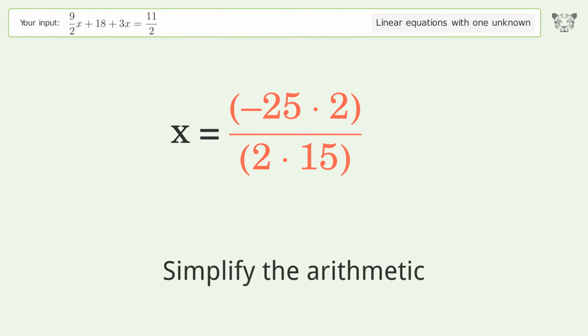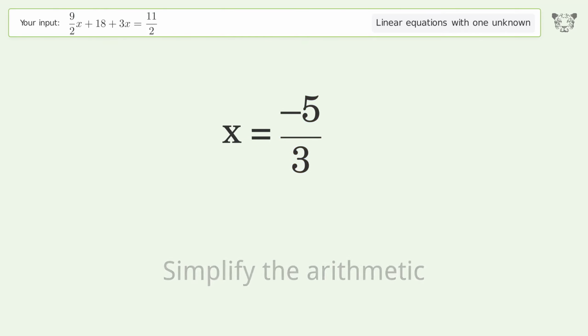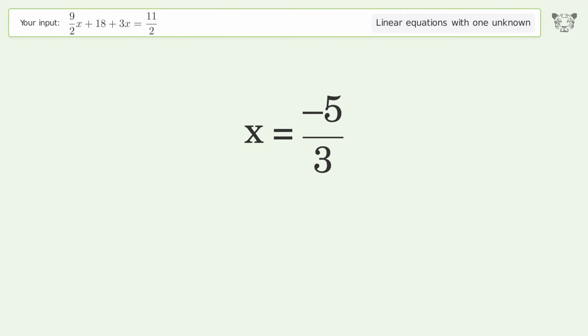Simplify the arithmetic. And so the final result is x equals -5/3.